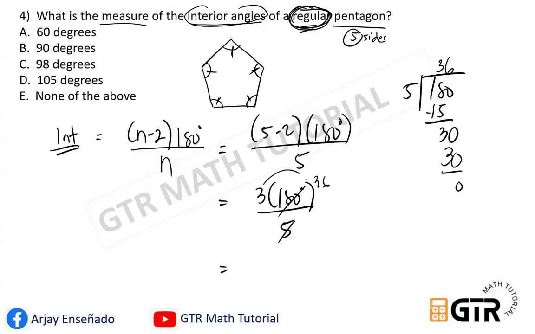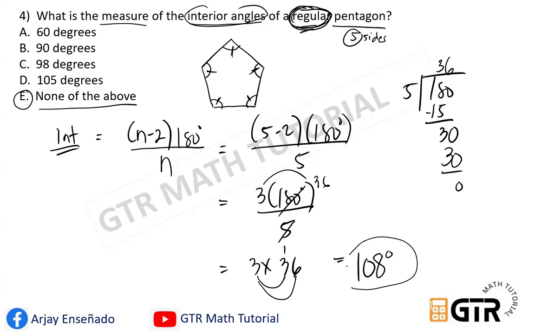And then let's multiply 3 times 36. We can do this manually. 3 times 6 is equal to 18. 3 times 3 is 9 plus 1, so we have 10. Therefore, the value of each interior angle is 108 degrees. Again, 108 is not in the choices. So the correct answer is letter E, none of the above. The measure of each interior angle is 108 degrees.